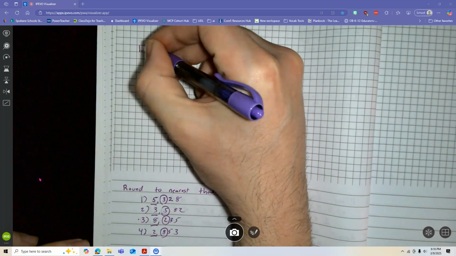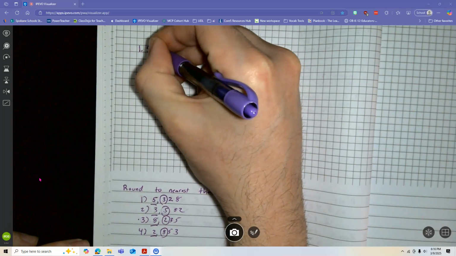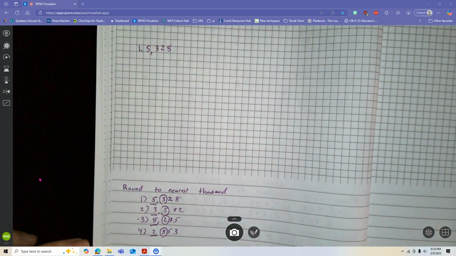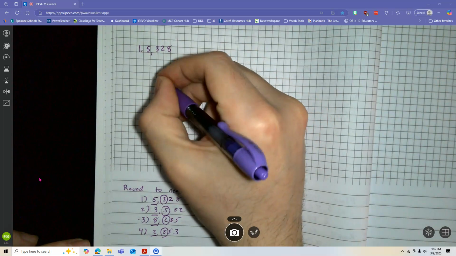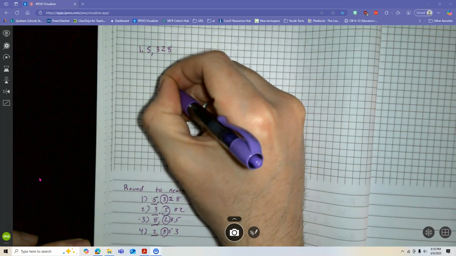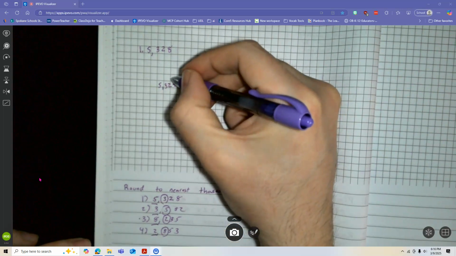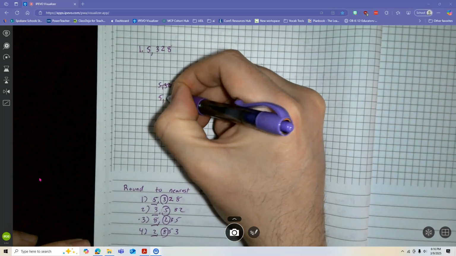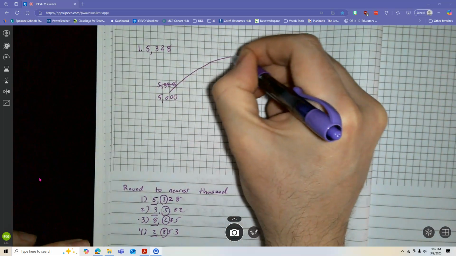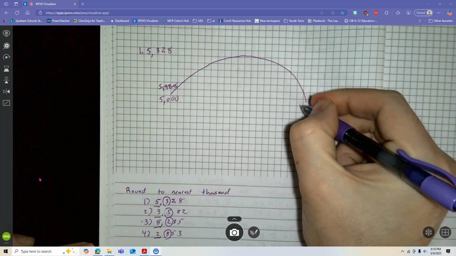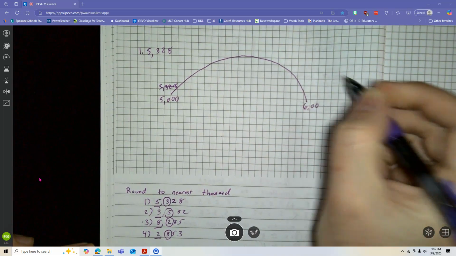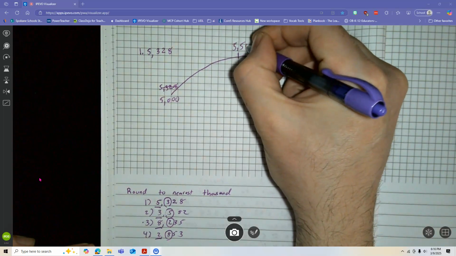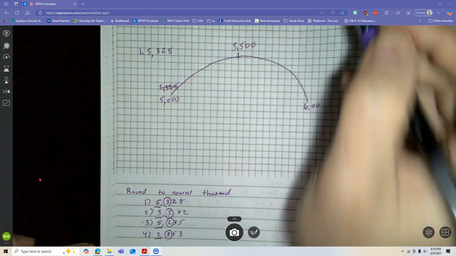So the first one shows 5,328. And I want you to imagine that there is a hill. This is going to be 5,000, and we need to have a hill that goes like this to 6,000. And up here we have 5,500.